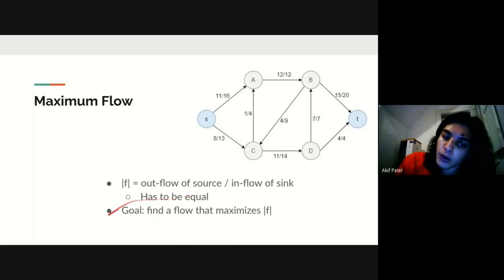The overall goal here is to find some flow, some assignment of F to the edges, that maximizes the size of the flow.